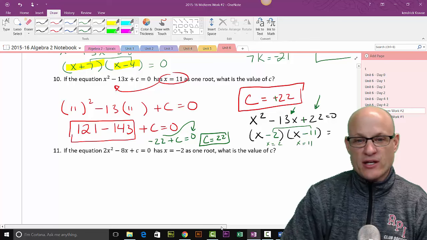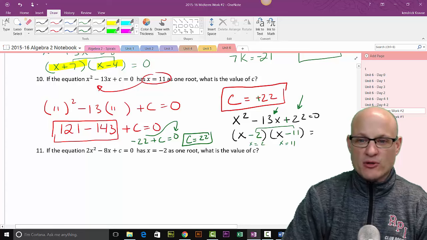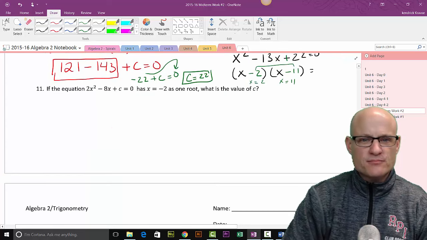I hope my big fat head is not in the way here. There it is. I'll try to move my big fat head before I see that one. All right.